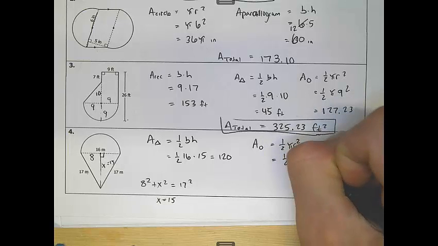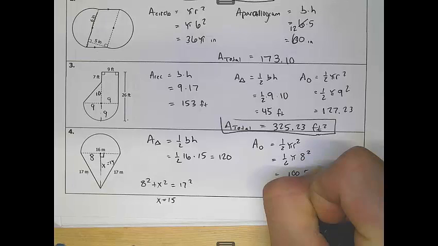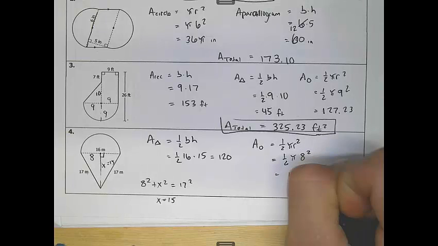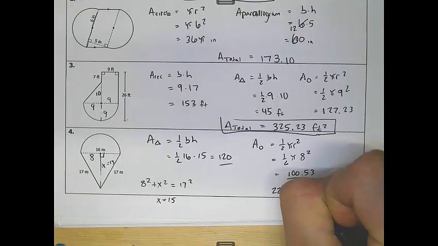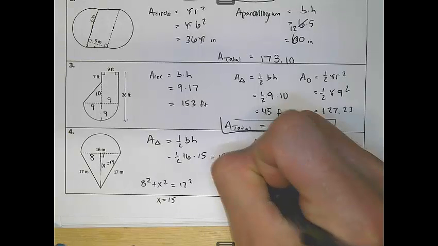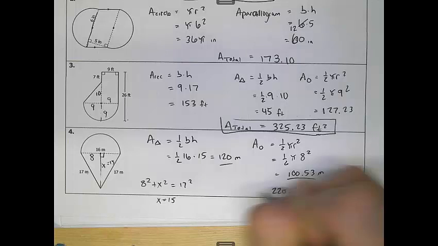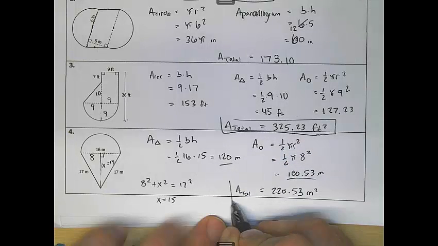1/2 pi times 8 squared, which gives us about 100.53. And then if we add those together, this and this, we get 220.53, and that's square meters because both of these units are in meters, and that is our area total for the figure. So let's box that answer.